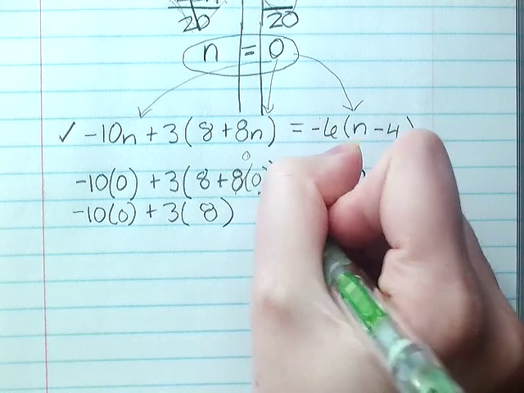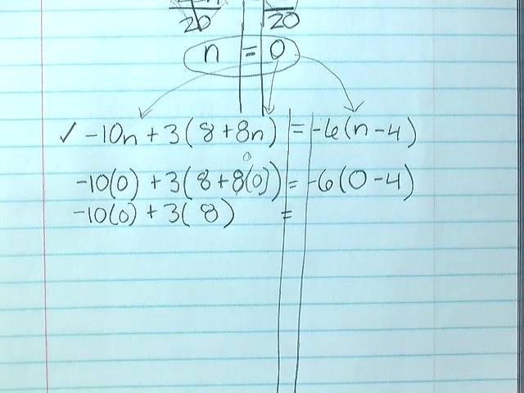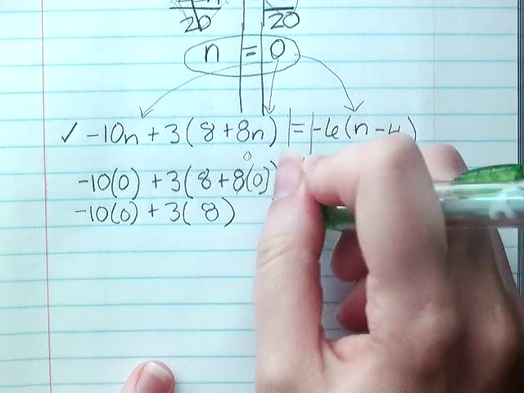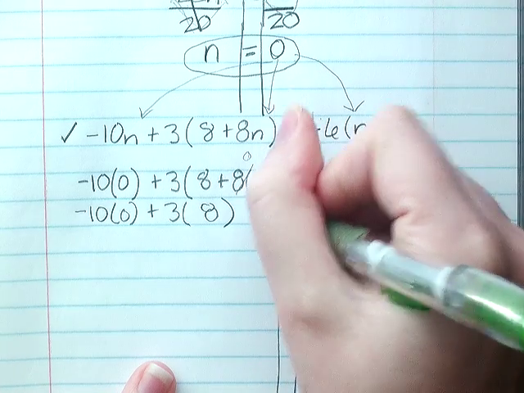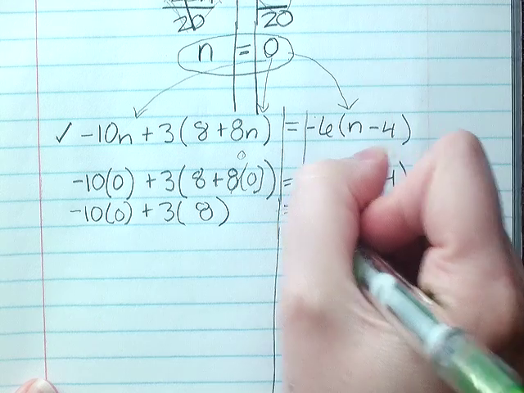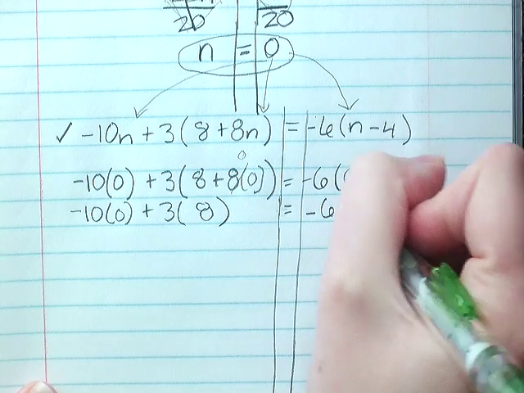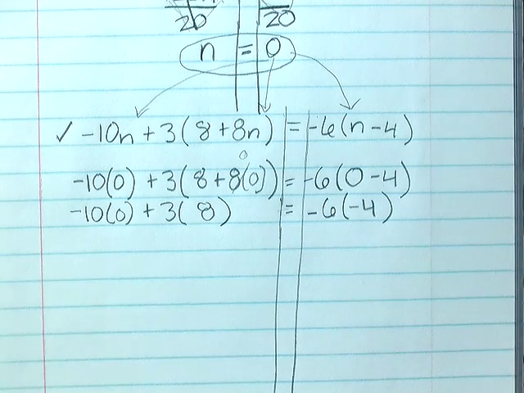Okay, and then this equals, again, I didn't draw my equals over, but I should have. Keep your equals in line. Please, please, please. It's so crucially important that your math is organized, just like writing. Okay, then again, negative 6, and then in the parentheses here, we have 0 minus 4, which would give us negative 4.